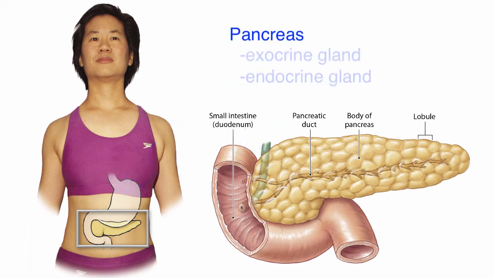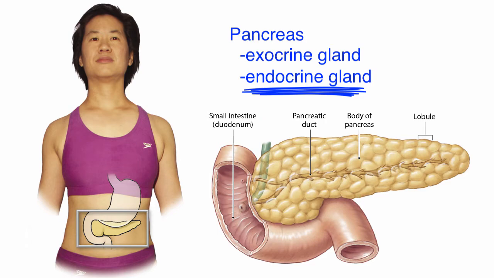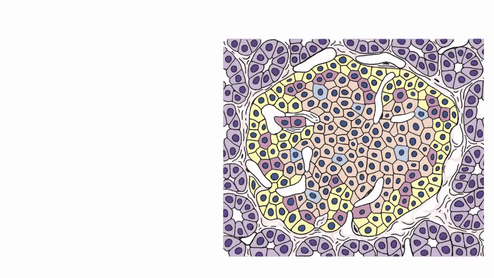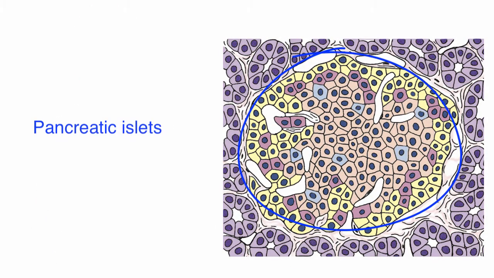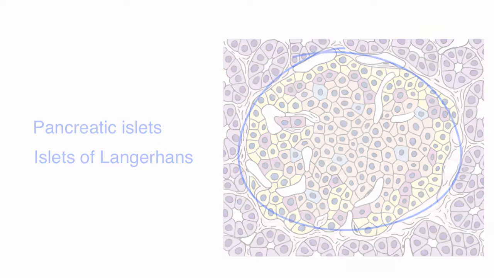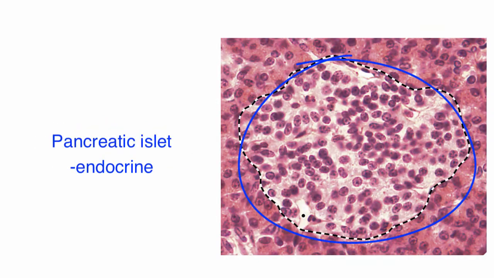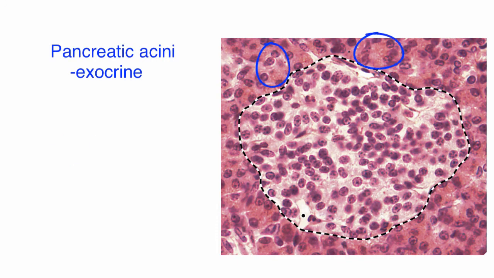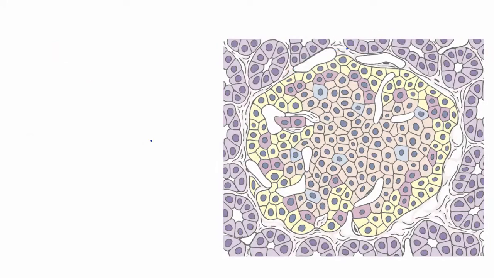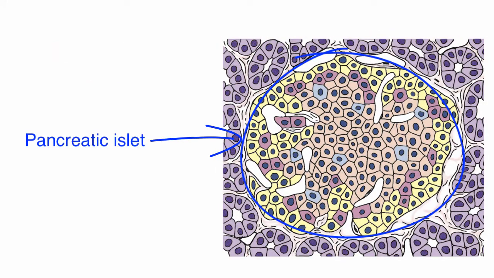The pancreas is both an exocrine gland and an endocrine gland, but in this video we will focus on its endocrine function. The endocrine cells of the pancreas are concentrated in pancreatic islets, also known as the islets of Langerhans, that produce hormones regulating blood glucose. Looking at this histological image, we can see the endocrine pancreatic islets as well as the exocrine pancreatic acini. Looking closer, we can see that each pancreatic islet is made of many different cells.